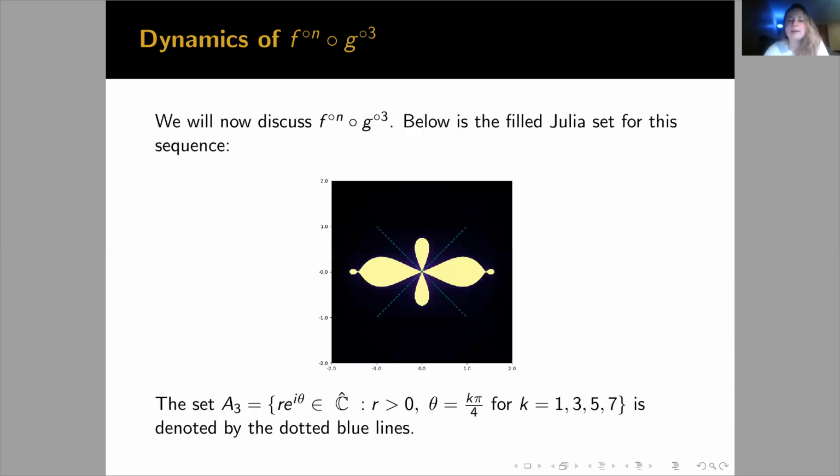So we will now look at f^n of G^3. On the slide, you can see the Fatou-Julia set for this sequence, and notice how around 0, it pinches, and a lot of the points around 0 are part of the unbounded component. This is similar to f^n of G^1, since for that sequence, the Fatou-Julia set pinched around 0 as well. Except here, the points of the unbounded 2 component are at different angles.